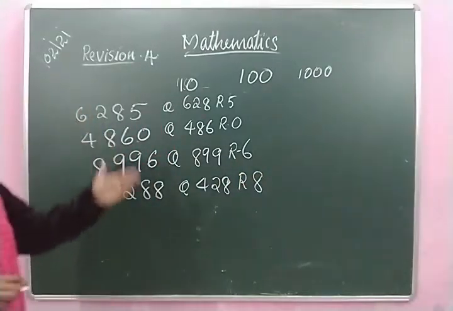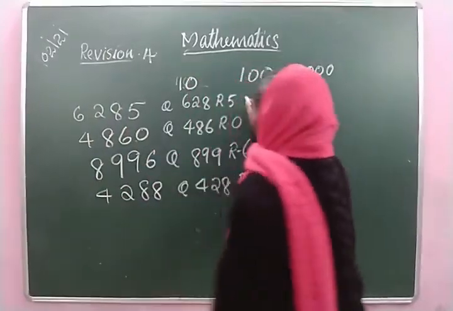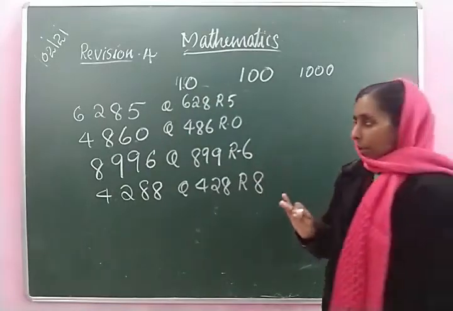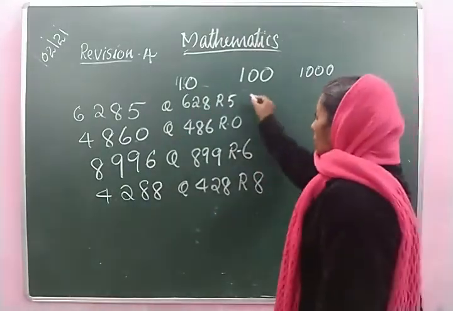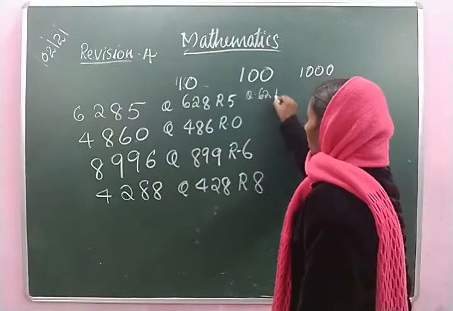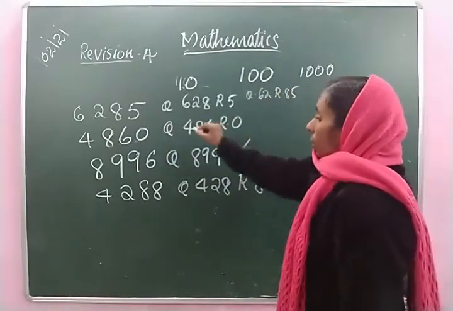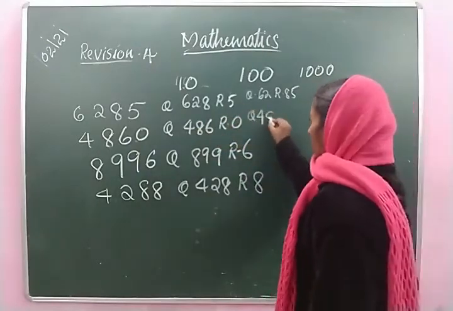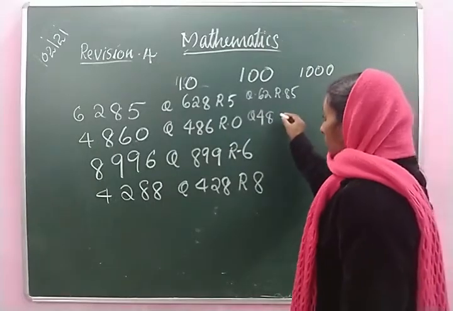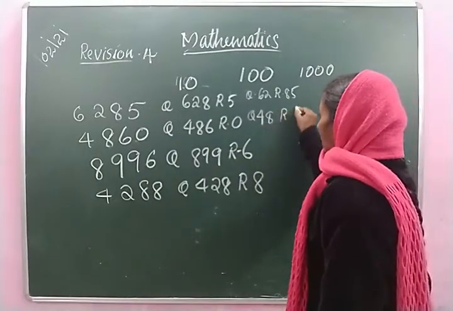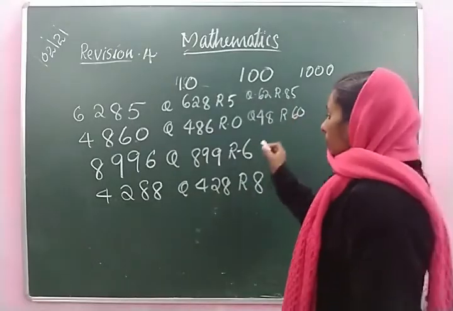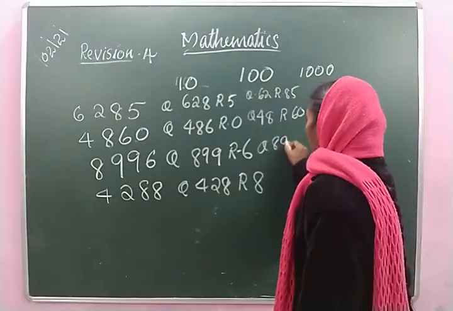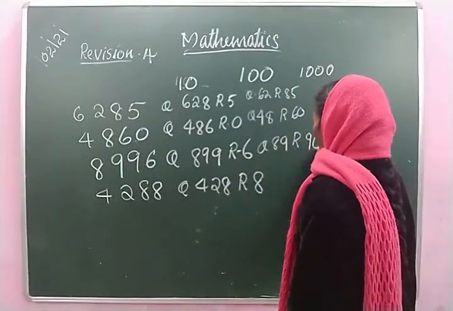We need not do the long division method. Here also for dividing by 100, the last two digits remain as the remainder and the rest of the number changes into the quotient. Quotient is 62, remainder is 85. Here 4860: 48 remains as the quotient and 60 remains as the remainder. Then 8996, quotient is 89, remainder is 96.